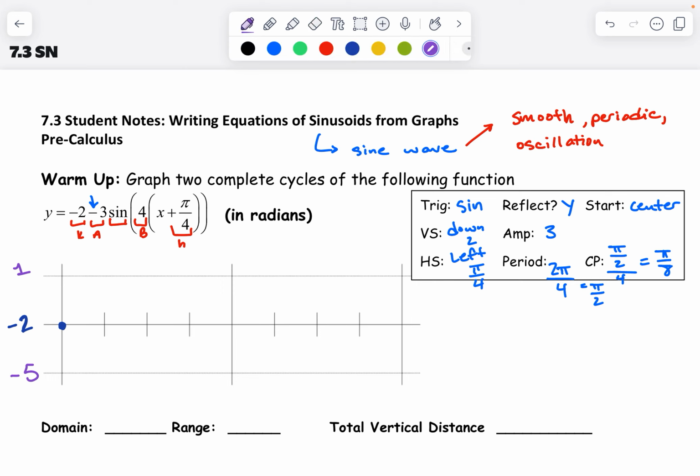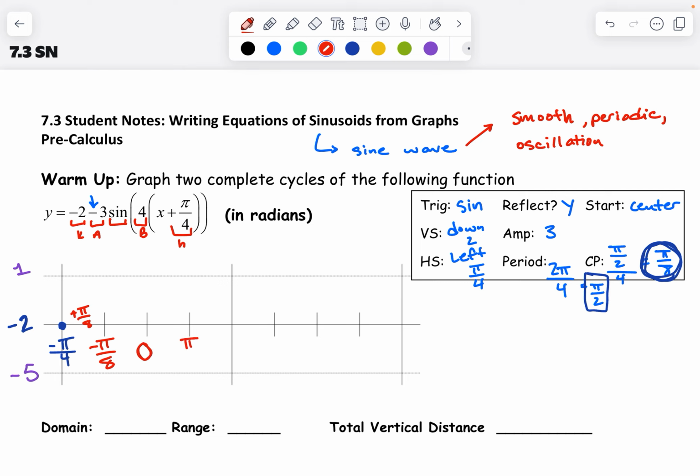And the period is pi over 2. Pi over 2 is my complete period. I am starting to the left, pi over 4. So normally, I'd start at 0, but I'm moving to the left. So it's going to bump everything to the left, which means I'm going to start at -pi over 4. Now, each little line is pi over 8. So if I go from -pi over 4 and I go up pi over 8, that's going to bring me to -pi over 8. If I do that again, that will bring me to 0.